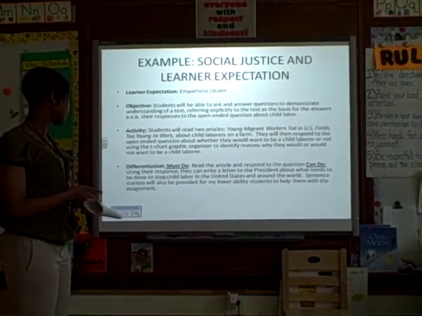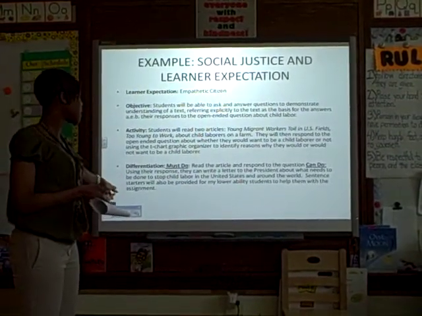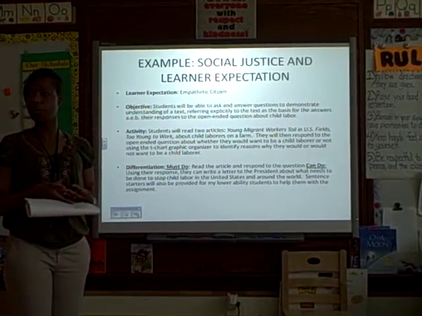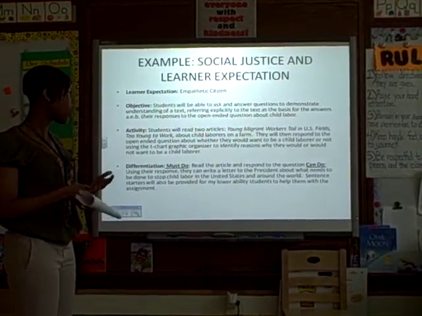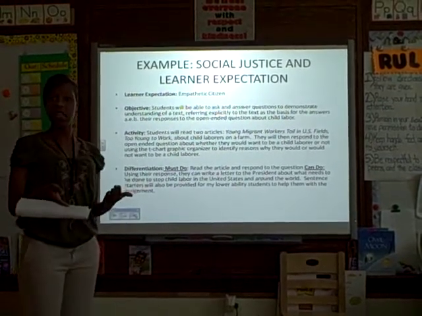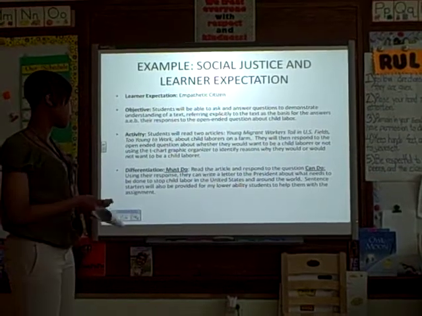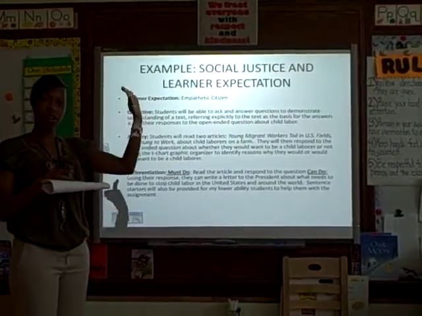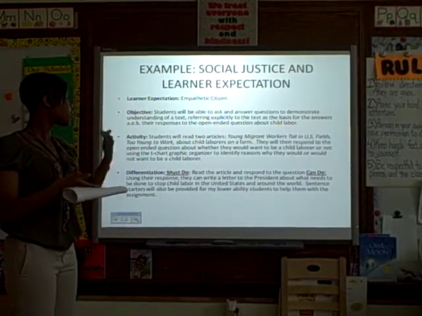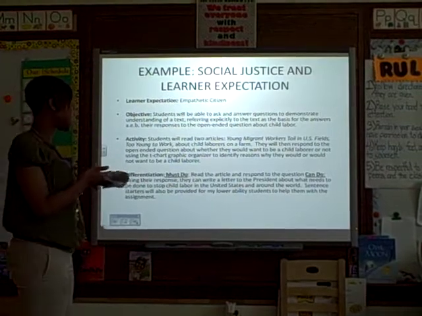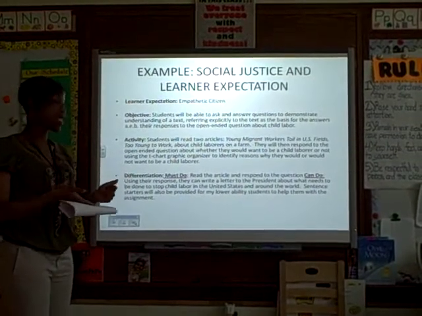And also they can use their response to write a letter to the president about what needs to be done about child labor in the United States and also around the world. And this teacher said that she'd provide sentence starters for the lower ability students. So even though it's less activity to a higher extent, students of a lower ability can also complete it, and they'll get sentence starters to help them complete that assignment.